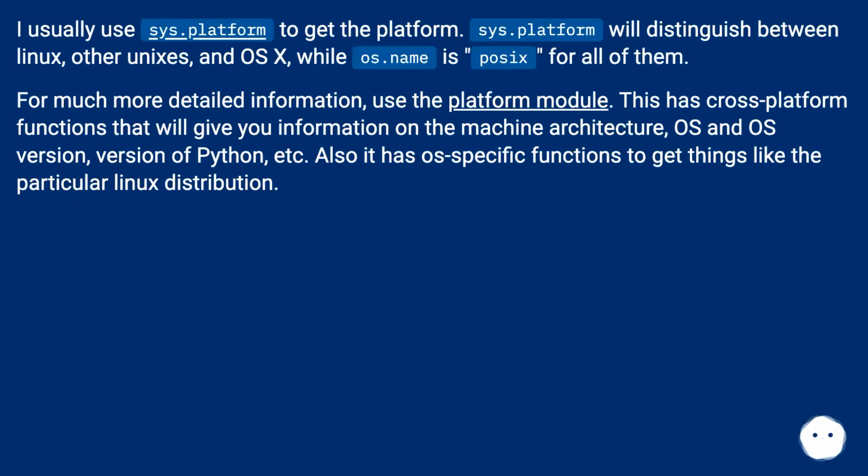I usually use sys.platform to get the platform. sys.platform will distinguish between Linux, other Unixes, and OS X, while os.name is POSIX for all of them.